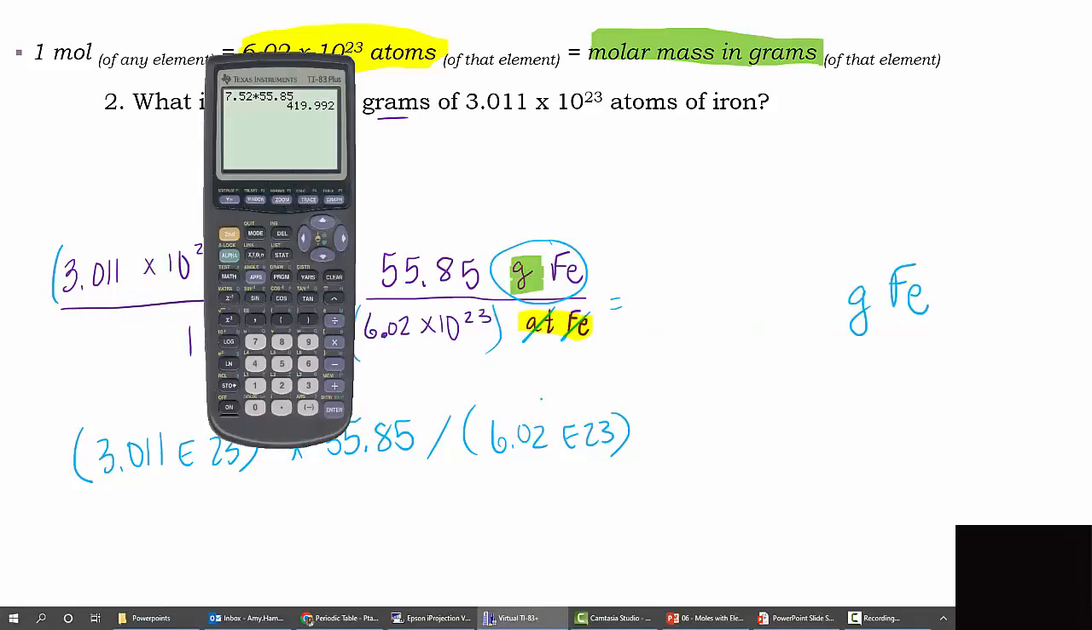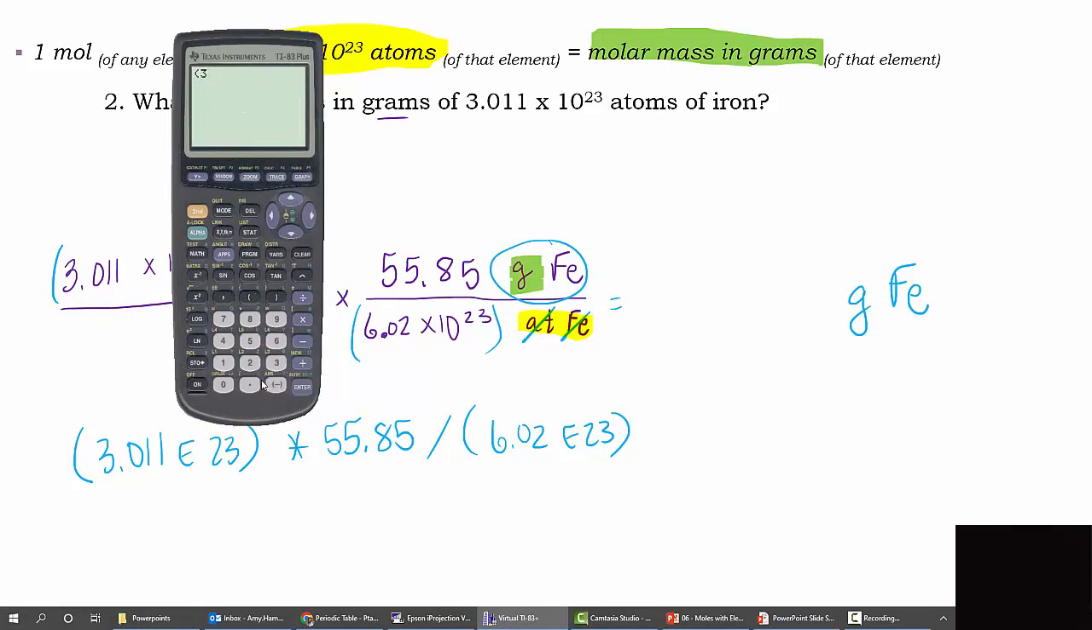So let's go to our calculator and see what we get. So parentheses 3.011 times 10 to the 23rd. Remember, we do E23 in our calculator, times 55.85 divided by parentheses 6.02. Remember, to get to E, you do second, comma, just like I did there, and then 23 close parentheses. Awesome. So our answer is 27.934... So I'm going to write down 27.934.